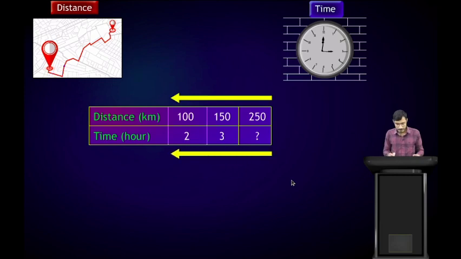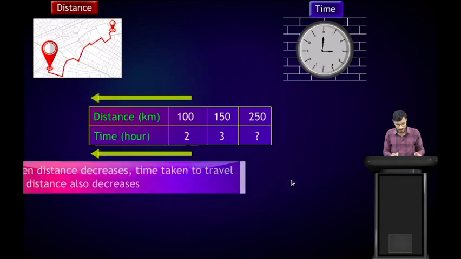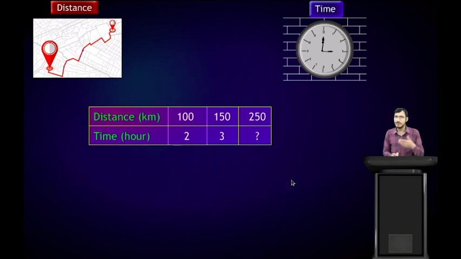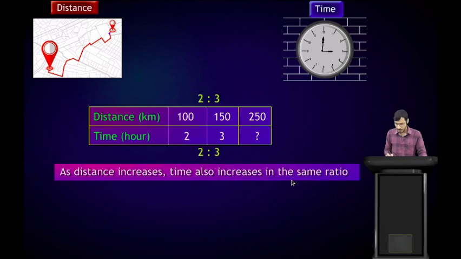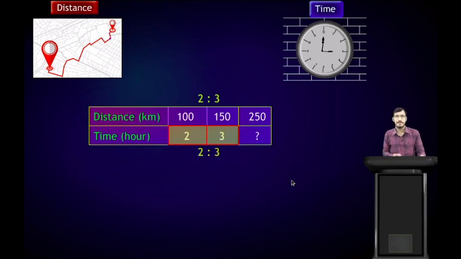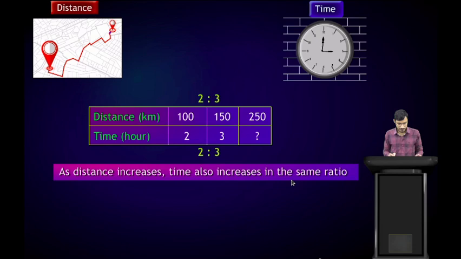When distance decreases, time will decrease. Here 100 km and 150 km, that means the ratio 100 to 150 is 2:3, and the time ratio is also 2:3. Now as distance increases, time also increases in the same ratio, because the speed is constant here. Remember, always in this situation the speed is constant.